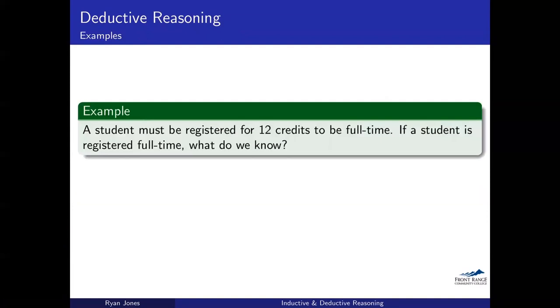So if I tell you that a student must be registered for 12 credits to be a full-time student, okay? So that's just a fact. Maybe that's at Front Range, maybe another school. So in order to be full-time, you have to be registered for 12 credits. So then if I go on and I tell you that a student is registered full-time, what do you know about the student? Well, they have to be registered for 12 credits in order to be full-time. So if they're registered full-time, you know that they have to have 12 credits, right?